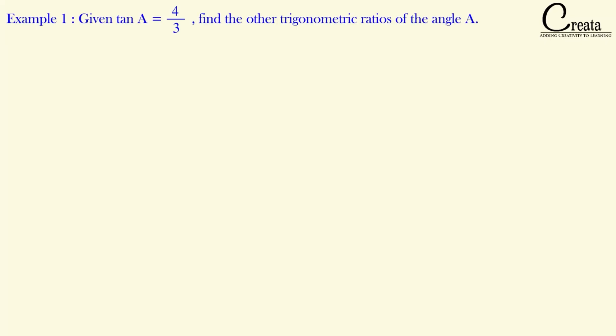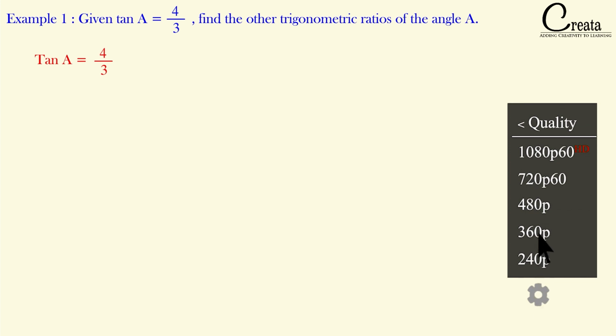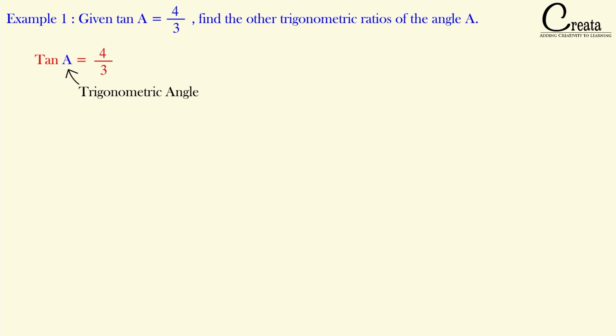Example 1. Given tan A is equal to 4 by 3, find the other trigonometric ratios of the angle A. In this question, the value of tan A is given, which is 4 by 3. Here tan A is given, it means A is the trigonometric angle. Let's take a right angle triangle ABC, which is having the trigonometric angle at angle A. Got it? Tan A is given.